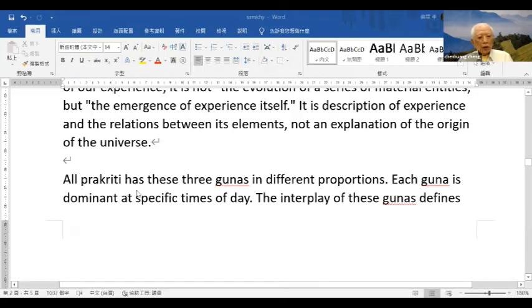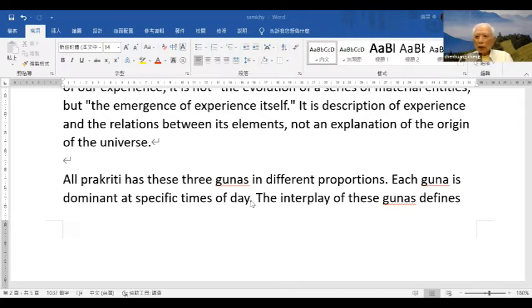All Prakriti has these three gunas in different proportions. The gunas are sattva (here called subtle), rajas, and tamas. Each guna is dominant at specific times of day. For example, at night time, the subtle guna is more apparent than the rajas guna and the tamas guna, because our mind becomes subtle. Our mind becomes not so active.